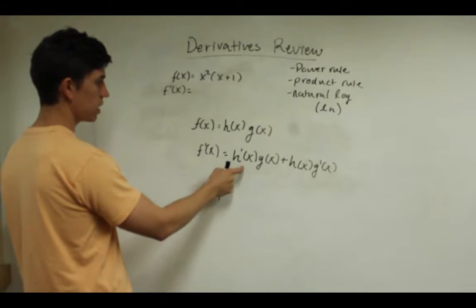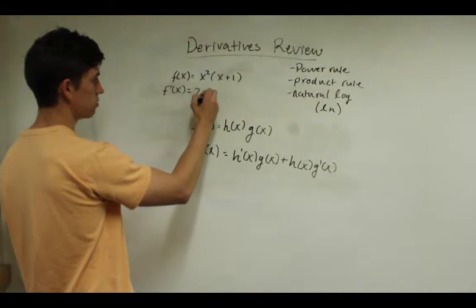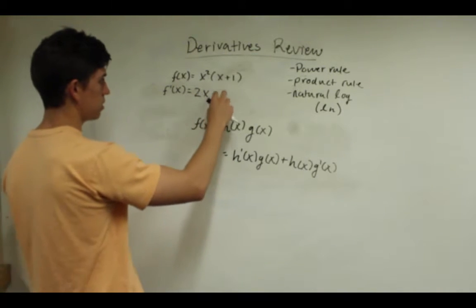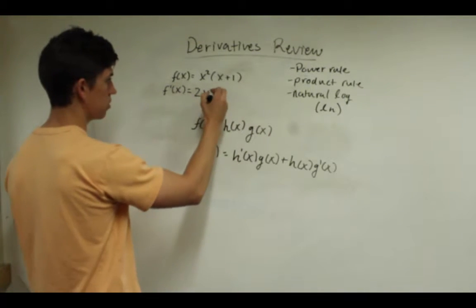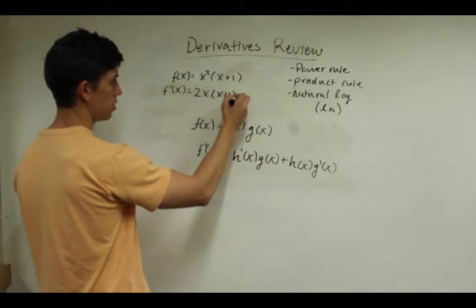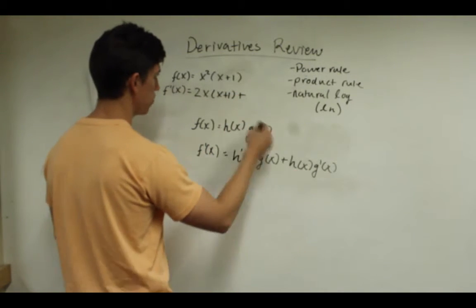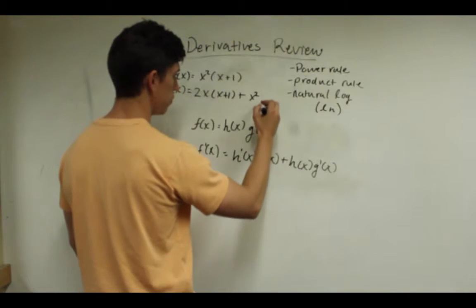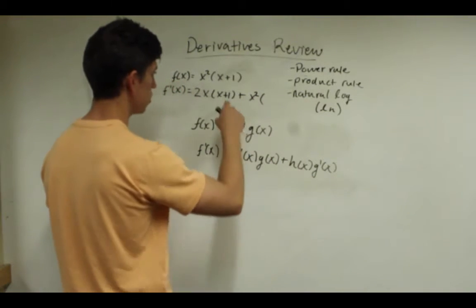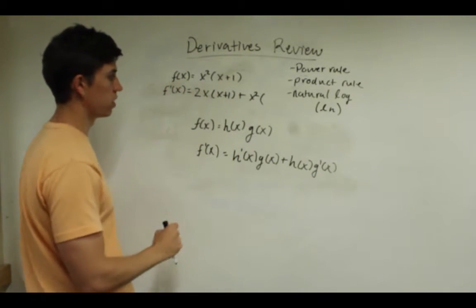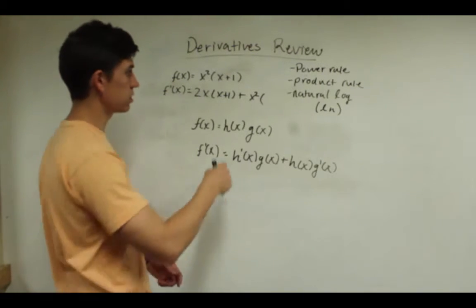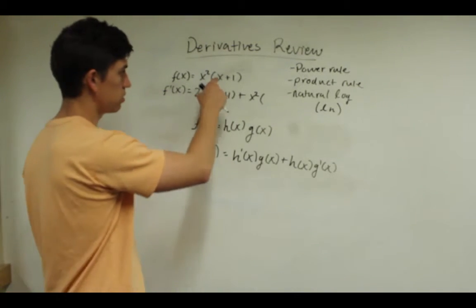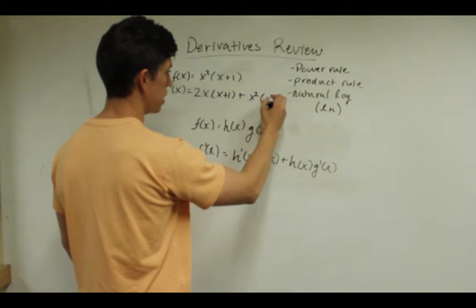So then h prime of x is 2x using the power rule, and we just leave this g of x here, right? So x plus 1. Now we add h of x, which is x squared, times the derivative of g of x, which is the derivative of x plus 1, which is just 1, because this is a constant that goes away, and the derivative of x is 1, so we just get that.